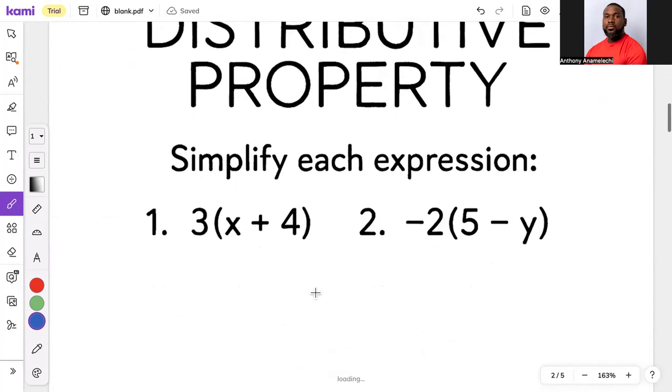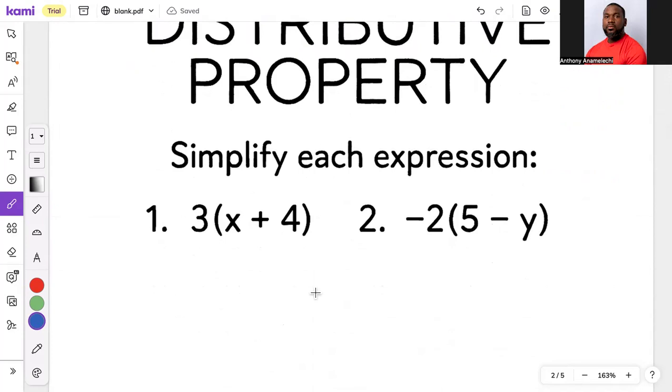try some examples. So it tells us to simplify this expression. First thing I need to do is figure out which number is outside the bracket. If we look here, the number outside the bracket is 3. That's the number we're going to distribute. We distribute with multiplication. How many numbers are inside the bracket? In this case, we have 1, which is x, and we have 1, 4. So we are going to distribute this 3 to the x, and then the 3 again to the 4.